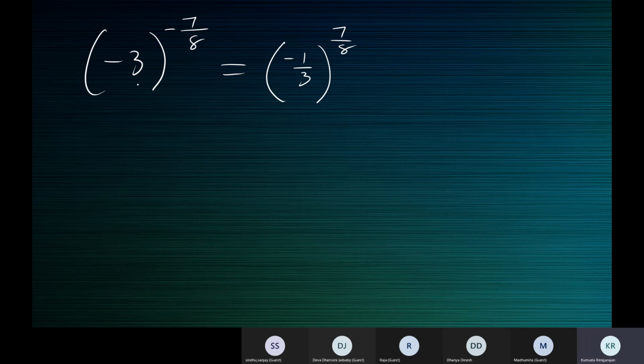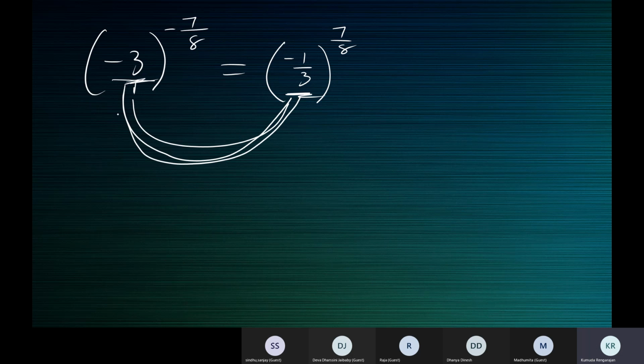So what have we done? We have done both the changes. We have taken the reciprocal of the base. Minus 3 becomes minus 1 by 3. Reciprocal of the base: minus 3 meaning minus 3 by 1, so that is written as minus 1 by 3. Negative of the power: minus 7 by 8 is written as 7 by 8. When you make both the changes, you're writing the equivalent. These two expressions are equal. The value of this one is the same as the value of this one.